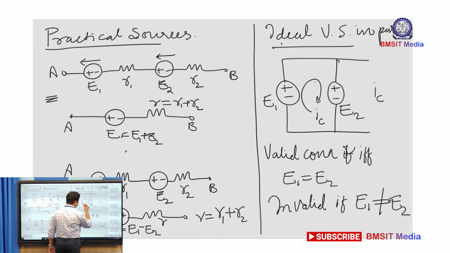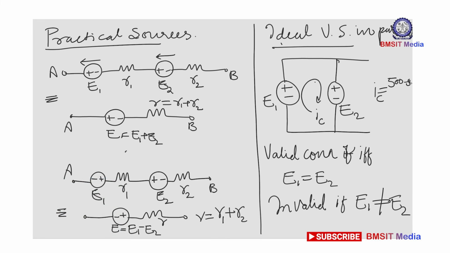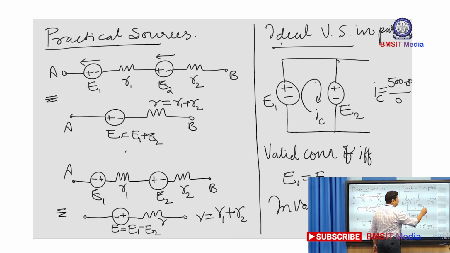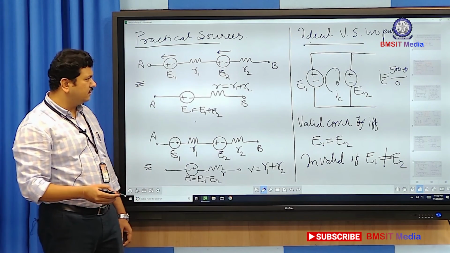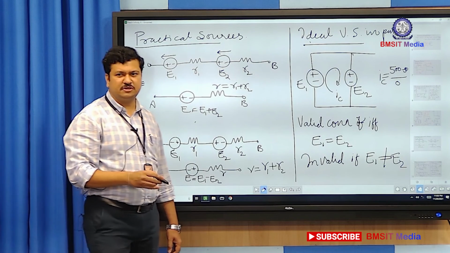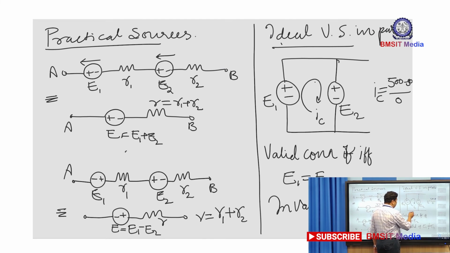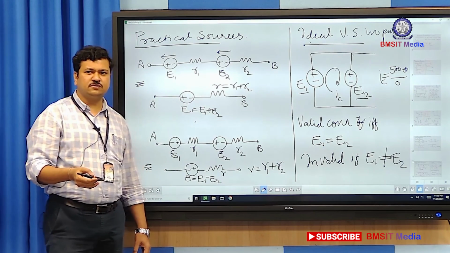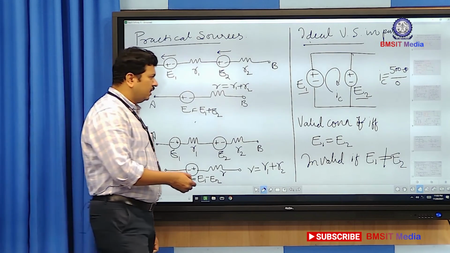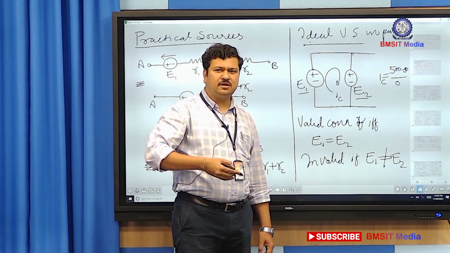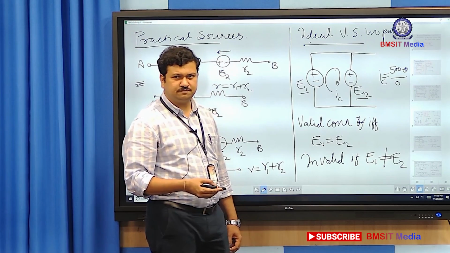The circulating current IC, whatever the direction, equals 500 minus 50 divided by the loop resistance, which is 0. So this will result in a very large current flowing in the sources, and if the sources are not capable of handling this large current, they get damaged. Hence, we should always avoid in practice connecting two voltage sources in parallel if their voltage values are different. That is considered an invalid connection. Still, if we go ahead with this kind of connection, there can be a breakdown in the circuit.